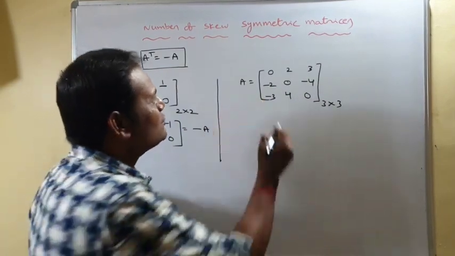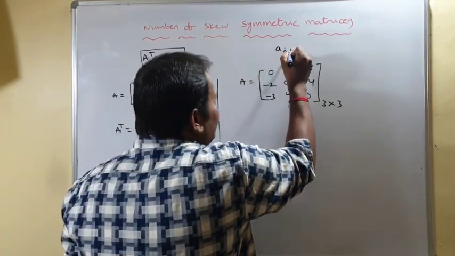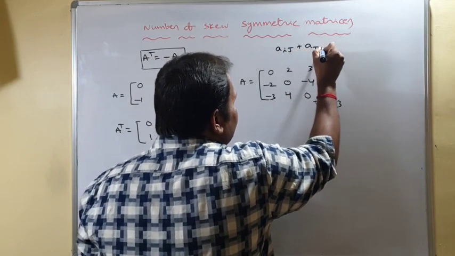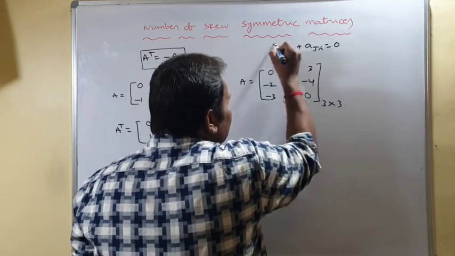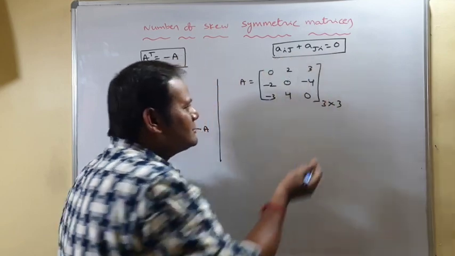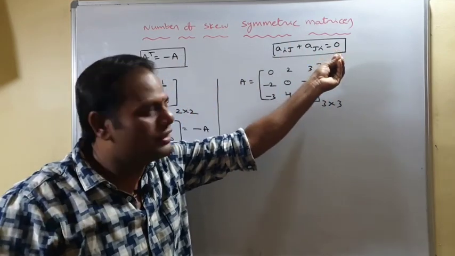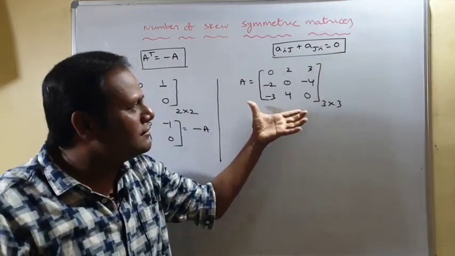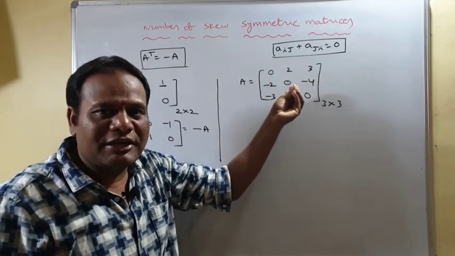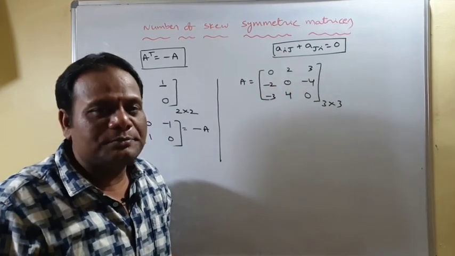That is the condition: Aij plus Aji must be 0 in a skew symmetric matrix. So I am following that rule only. So easily you can write an example for a skew symmetric matrix if you follow this pattern.